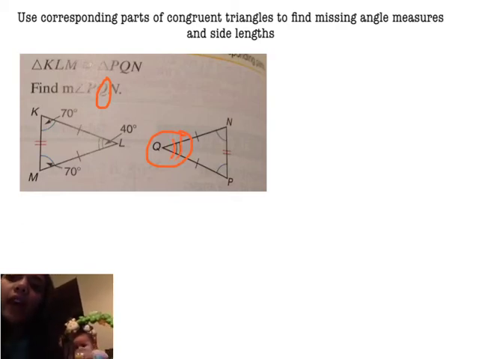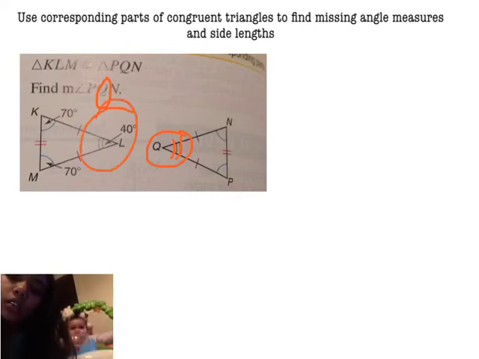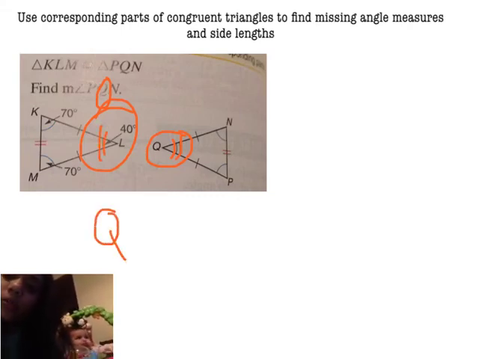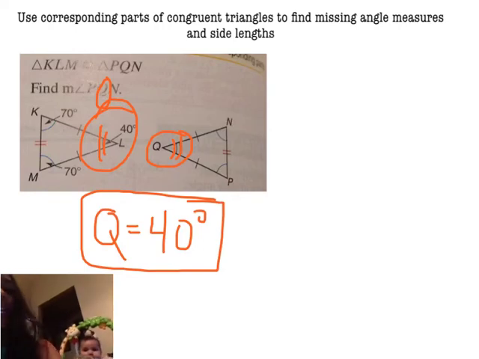Well, if KLM and PQN are congruent, that means that I can just go over to the angle that also has 2 tick marks, which is angle L, so that angle Q must also equal 40 degrees. Pretty easy.